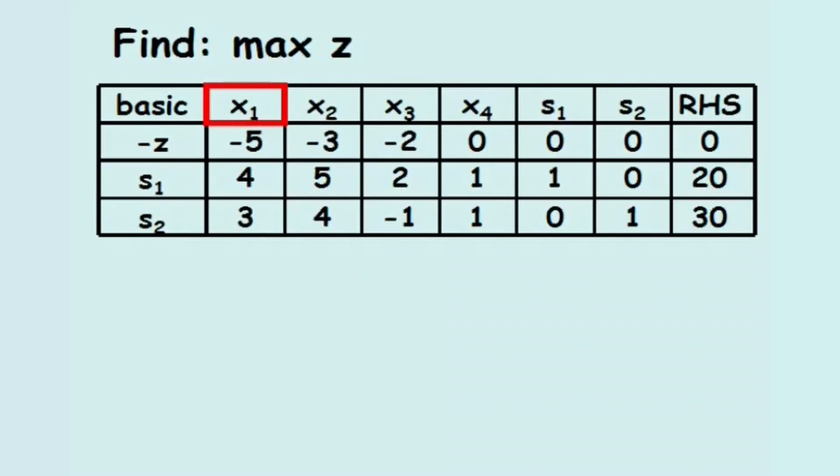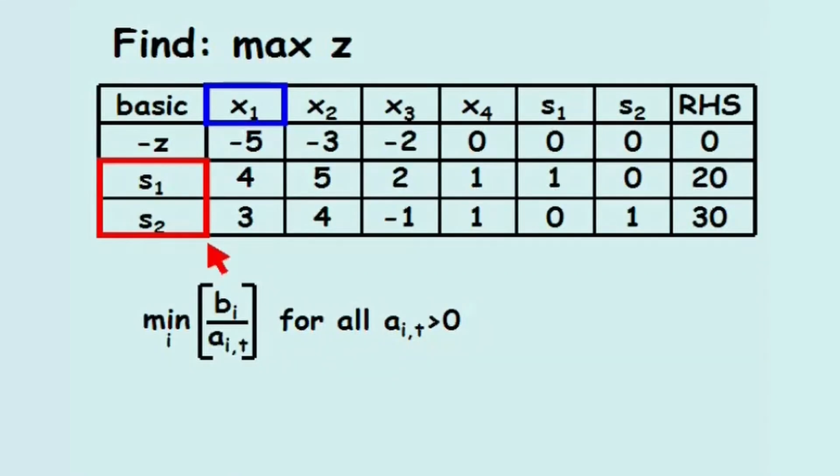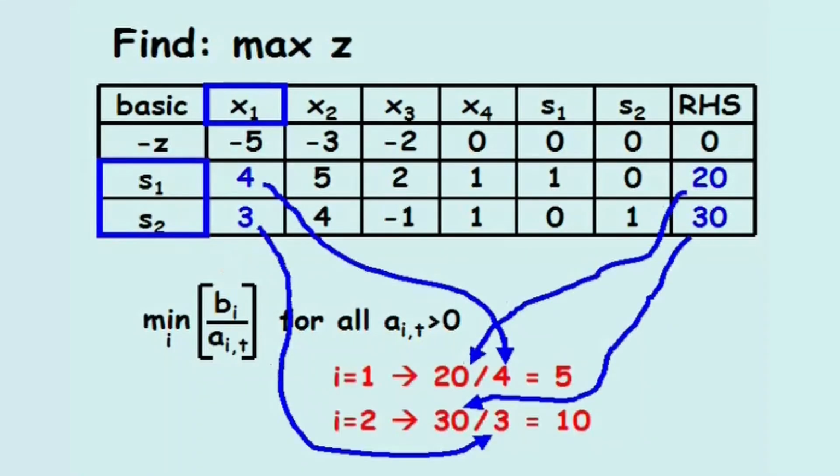Next, the ratio test is conducted to determine which basic variable will leave the basis. The variable to leave the basis will be in the row i, which has the smallest positive ratio B over A for the column associated with the variable entering the basis. If we assign S1 to i equals 1 and S2 to i equals 2, since 5 is a smaller positive number than 10, then S1 will leave the basis. The ratio test ensures the new basis is feasible.